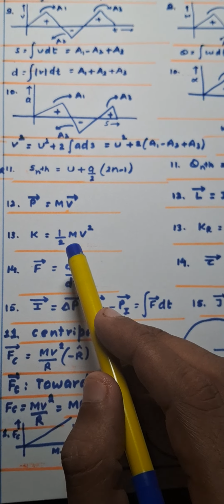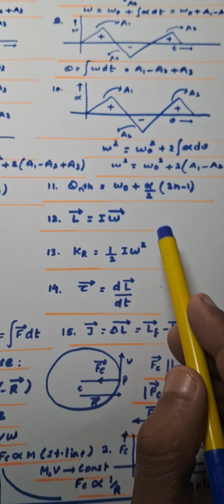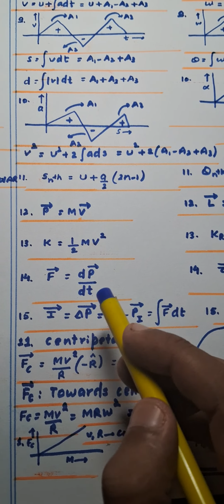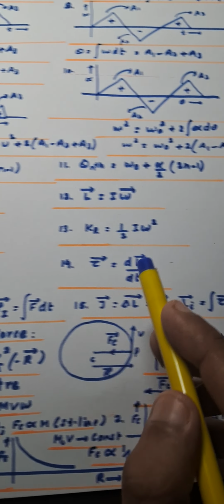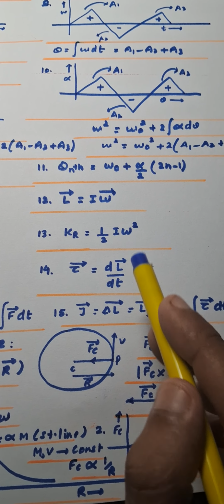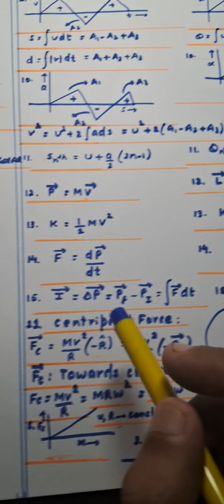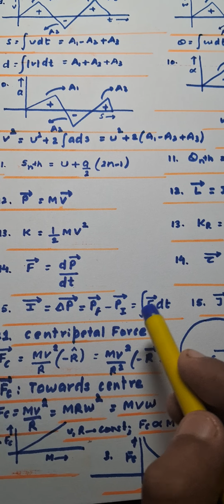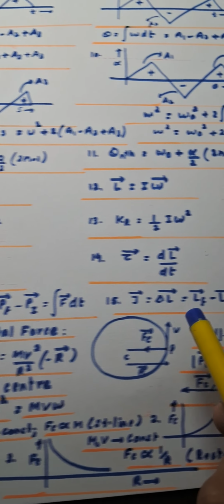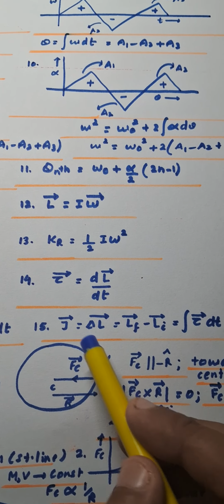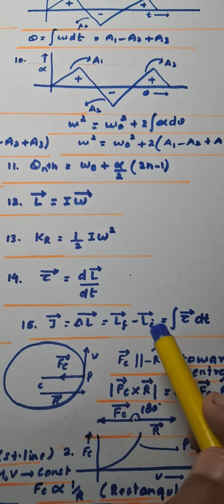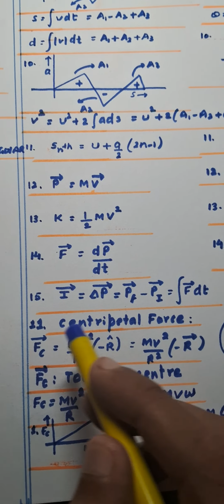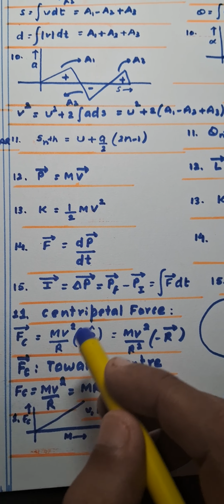Here we have translational kinetic energy as half mv square. Here we have rotational kinetic energy as half I omega square. Here we have force as dp by dt, rate of change of linear momentum. Here we have torque as dL by dt, rate of change of angular momentum. Here we have impulse as change in momentum, p final minus p initial, equal to integration of F dt. Here we have angular impulse as change in angular momentum, final minus initial angular momentum, equal to integration of torque dt. Here we have centripetal force as mv square by r into minus r cap.